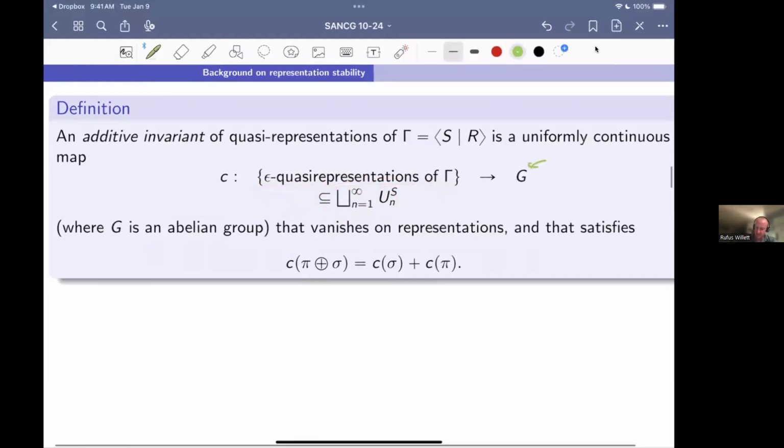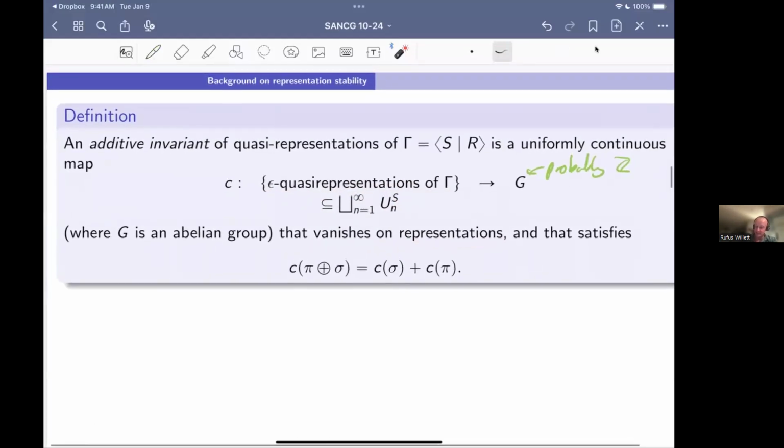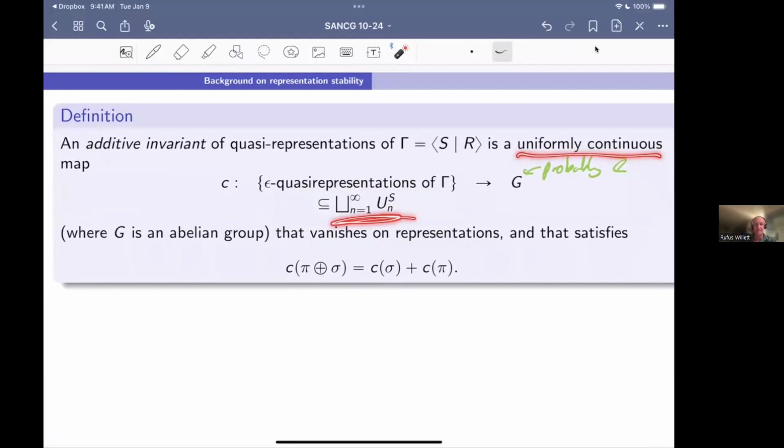G is an abelian group. It will probably be Z, but there's no reason it has to be. I think for all my examples today, it will be Z. It should vanish on actual representations. It should be uniformly continuous, where the metric is any metric that restricts to the one coming from the operator norm on each product of unitary groups separately, and say the different U_n are some finite distance apart from each other. It should vanish on representations, and it should be additive.